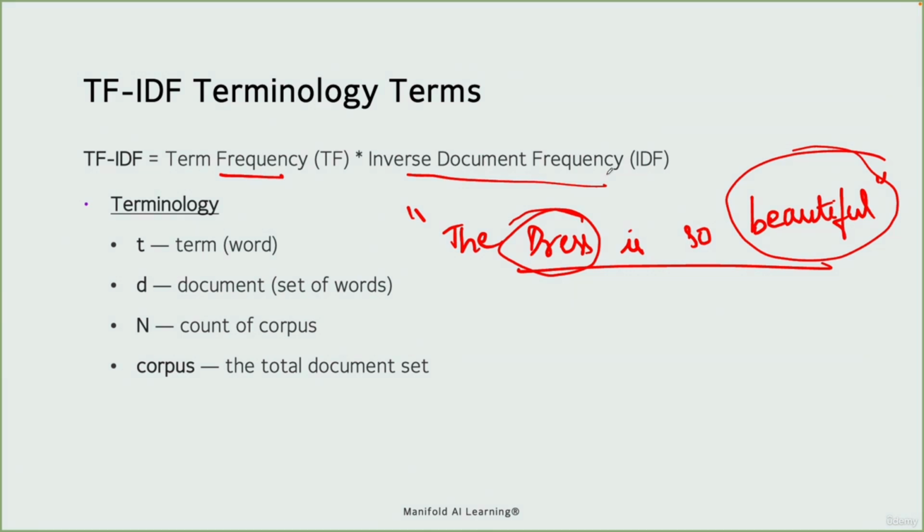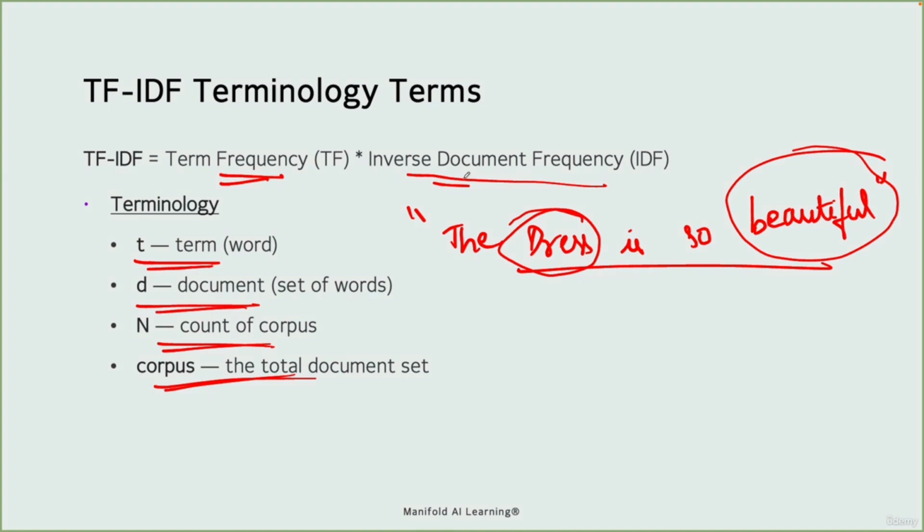Here the T refers to the term or the word, D refers to the document, and N refers to the count of corpus, and corpus is nothing but the total document set. N refers to the count of corpus. D refers to the document, which is nothing but the set of words in a sentence. And T refers to the term that we are interested in. So this TF-IDF is made up of two terms, term frequency and inverse document frequency.